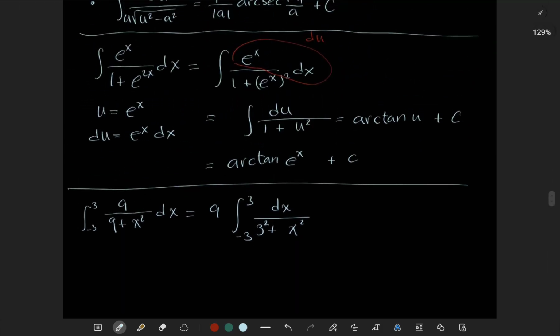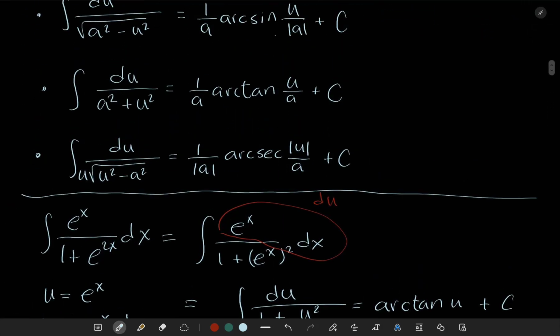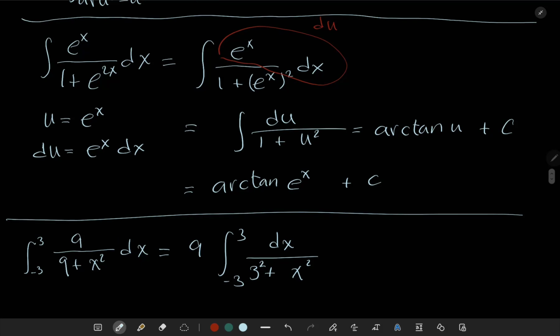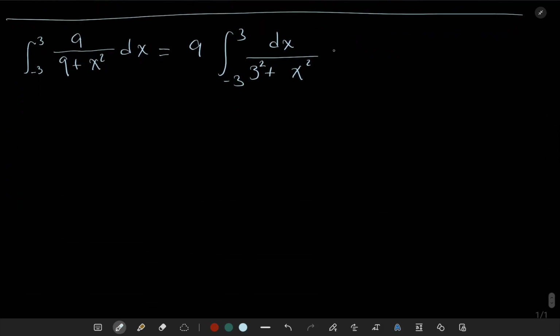So let's go look at our formula. Sorry, I didn't mean to zoom, I just meant to scroll. You see a is going to be 3, because you have 3 squared plus x squared. So u equals x and a equals 3. So let's substitute in, it would be 1/3 of the arctangent of x over 3 plus c, but we have a definite integral, so we're going to go ahead and do that.